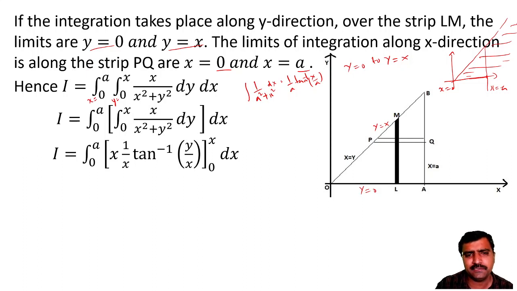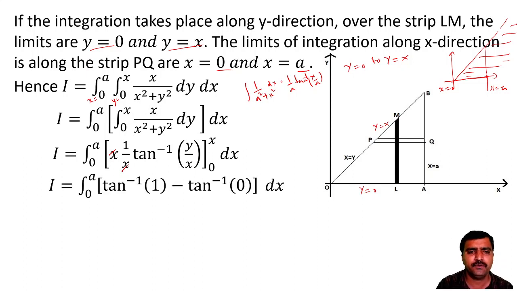Now the limits must be applied. You can cancel this x and x. Then you apply the limit. So it is tan inverse of x by x minus tan inverse of 0. Tan inverse of 0 is 0. So the x's cancel, then it is tan inverse of 1, since x by x is 1, minus tan inverse of 0. Tan inverse of 0 is 0.